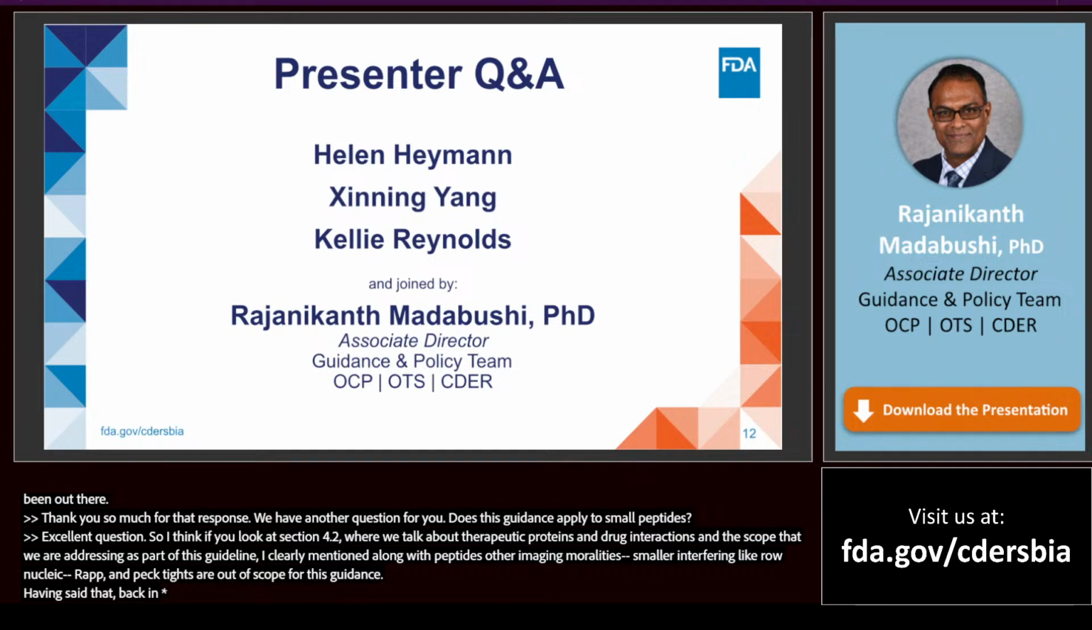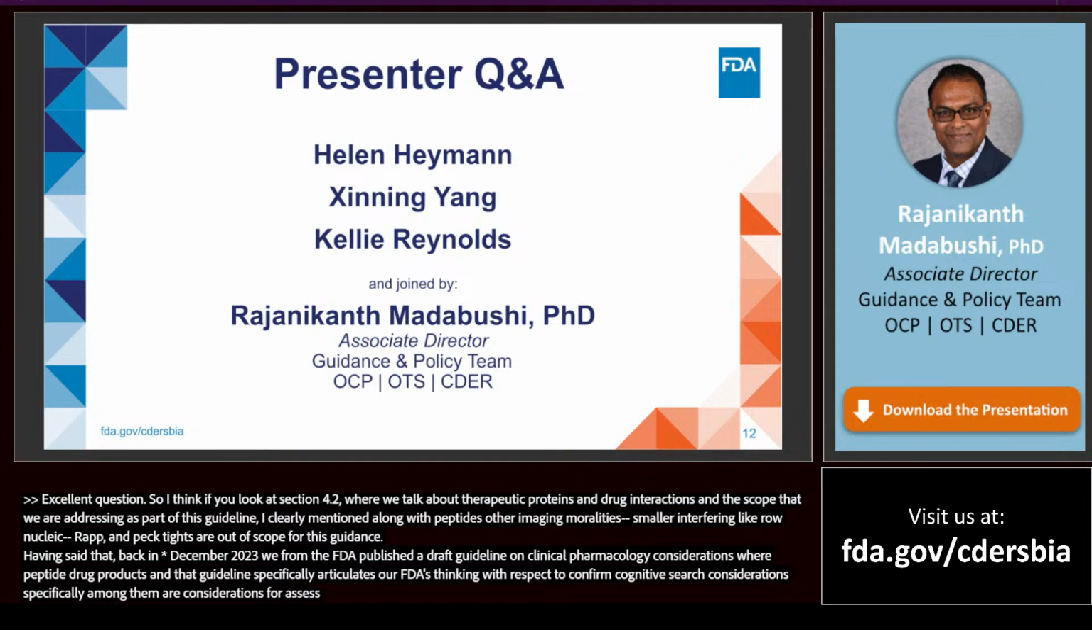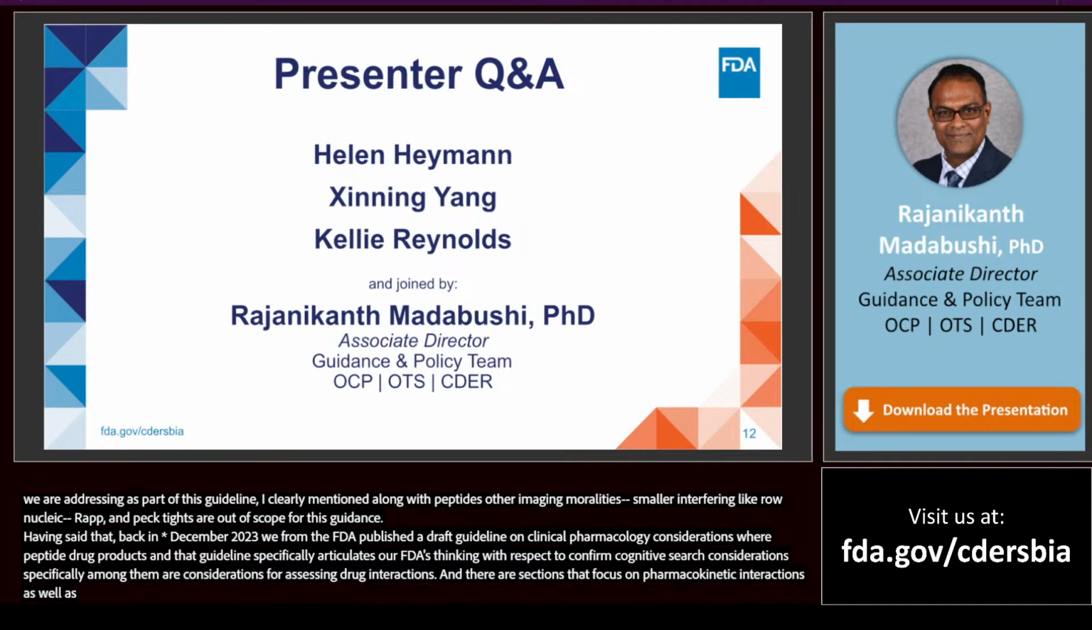2023, we from the FDA published a draft guideline on clinical pharmacology considerations for peptide drug products, and that guideline specifically articulates FDA's thinking with respect to various clinical pharmacology considerations, and among them are the considerations for assessing drug interactions. And there are sections that focus on pharmacokinetic interactions as well as pharmacodynamic interactions. So if people are interested, that would be a source to look out for. And when finalized, that would be implemented by the agency.